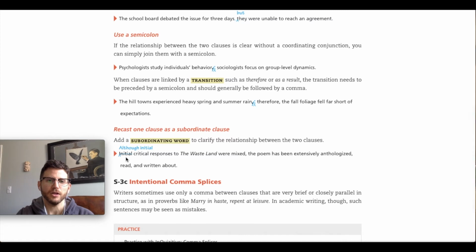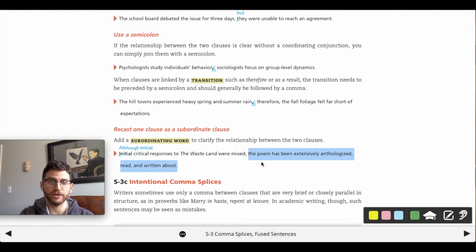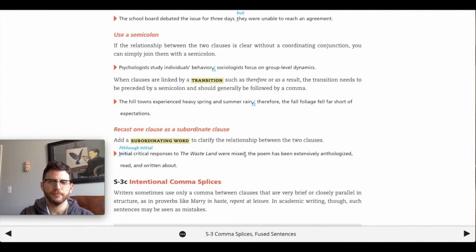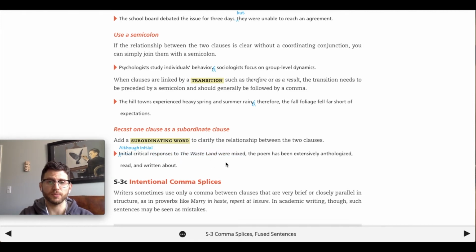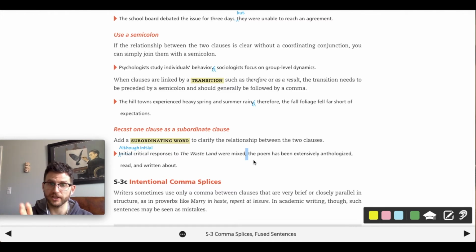Look at how they fix it here. Initial critical responses to The Wasteland, that's a T.S. Eliot poem, were mixed. Complete thought. The poem has been extensively anthologized, read, and written about. This is also a complete thought. Initial critical responses were mixed, that's also independent, and I've got just a comma here. With just a comma by itself, I've got a comma splice and I need to fix it.